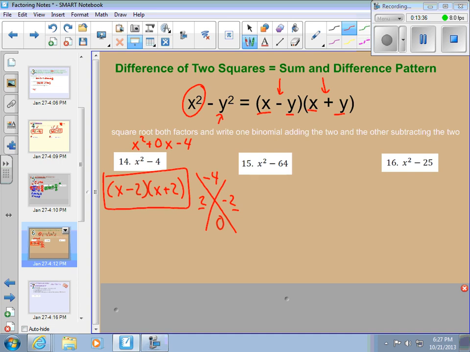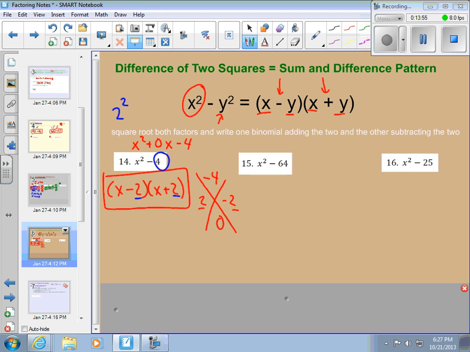Again, anytime you're doing one of these ones, these two numbers will be the same, the signs will be different. Another way to think about this one is what is the number being squared that equals 4? 2 is the number being squared that equals 4. That's why we end up with 2 here and here.